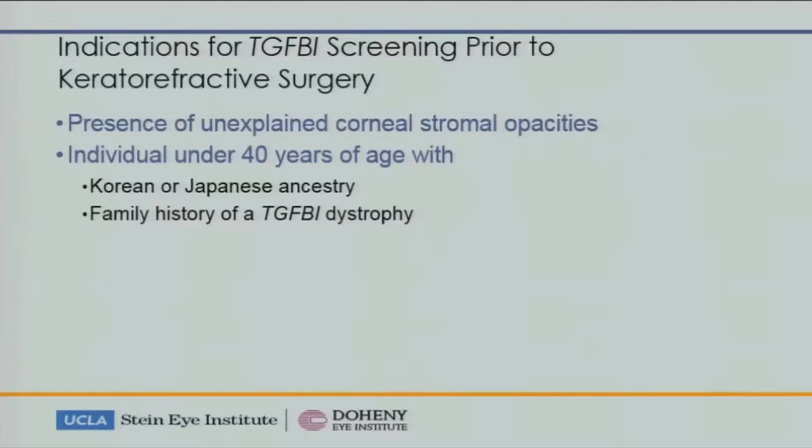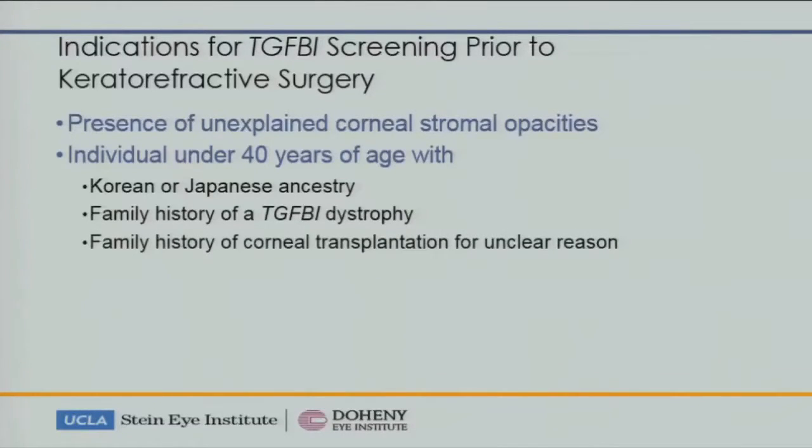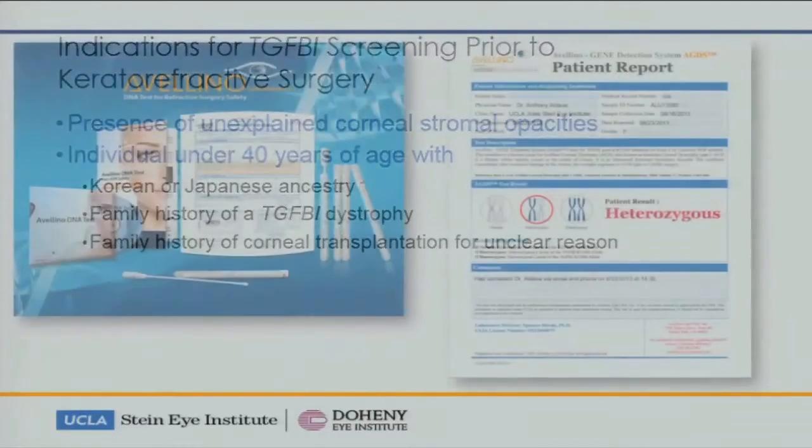Family history of a TGF-beta dystrophy. This is a no-brainer. If you do keratorefractive surgery on somebody with a family history of a corneal dystrophy without doing genetic testing first, you're going to be putting yourself at significant risk and harming your patient potentially. Family history of corneal transplantation for unclear reason. I think every keratorefractive surgeon should have a question on their questionnaire about whether anybody in your family had a corneal transplant. Many times, of course, you know, and I know, you don't get a very clear history. If you can't get a good idea of what that transplant was done for, you should really strongly consider doing genetic testing for the TGF-beta dystrophies.